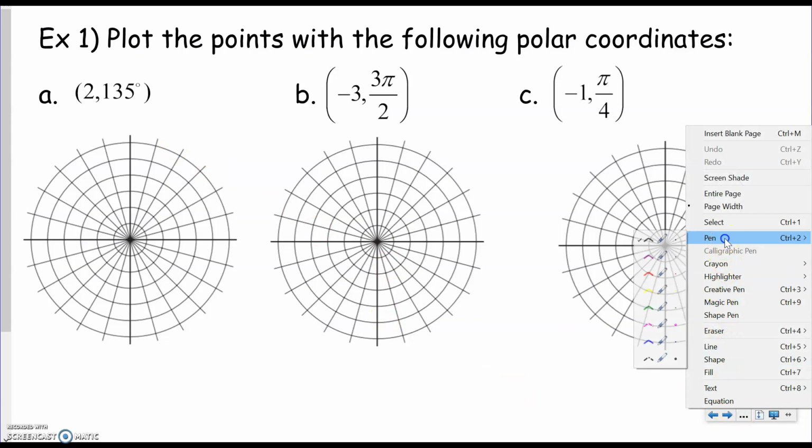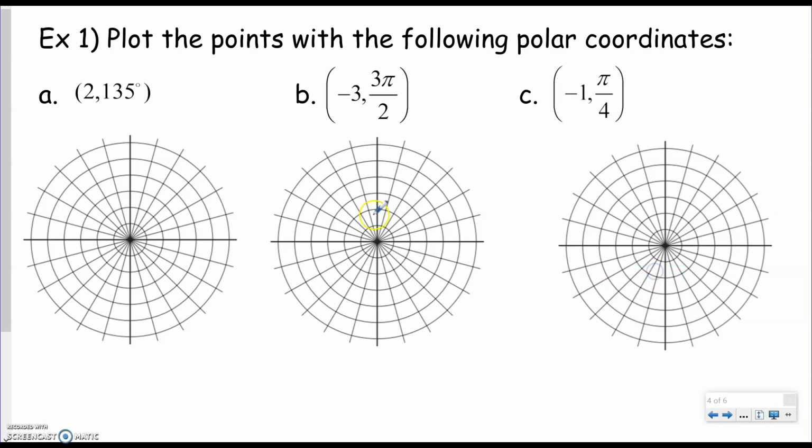Okay, so we're going to go ahead and plot this. And if you remember your unit circle, which hopefully you haven't forgotten, we've got a 90-degree angle here. So 135 is actually right here. It's 90 plus 45, so 135, and we're going out 2. So 1, 2, and that's our point.